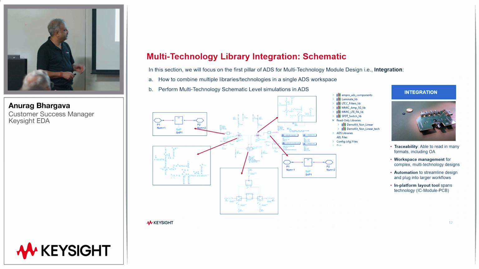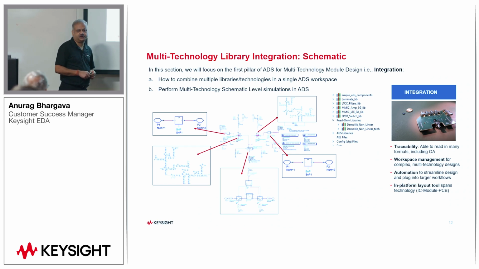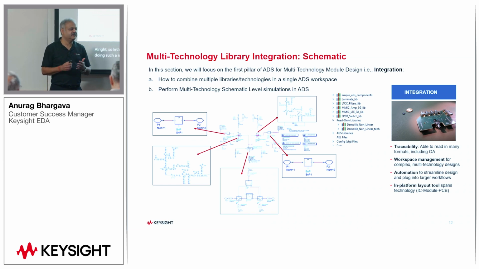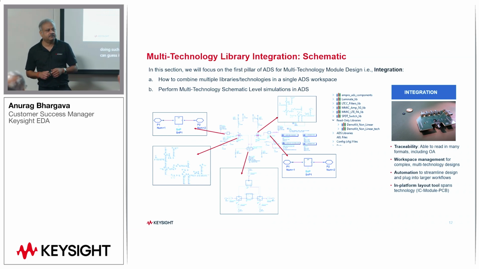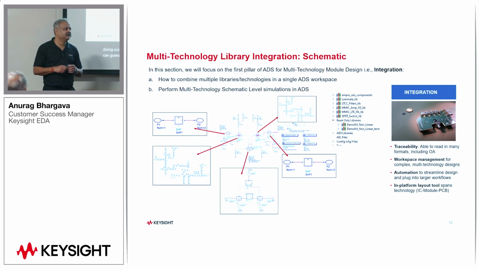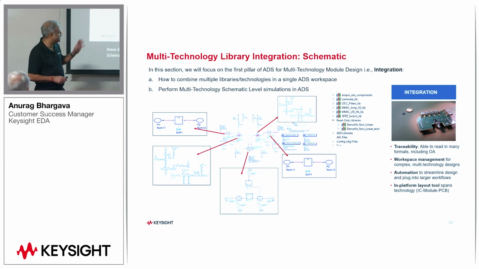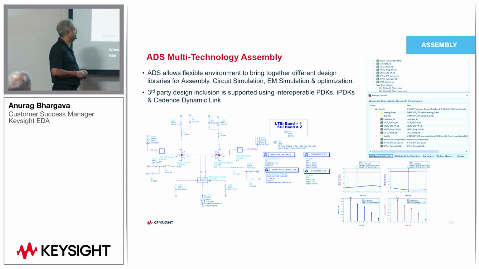All right, so let's move on. I will have that snapshot again. So let's talk about the first challenge. If I'm doing such a module and I have different ICs, different schematics, different technology, it could be GaN, GaAs, it could be CMOS, it could be other technologies. How do I bring all of these different schematics together to simulate the system at a circuit level? We'll talk about layout and EM later, but that's the first challenge you face.